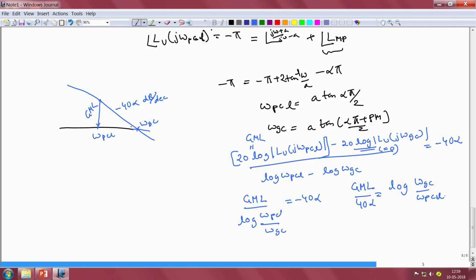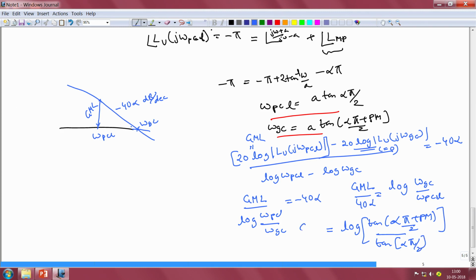Now we have the expressions for ωpc1 and ωgc in terms of α and A and the phase margin. So if we substitute that here, we would get that GML by 40α is going to be equal to log of tan of (απ plus PM)/2 divided by tan of απ/2. That is going to be equal to GML by 40α.